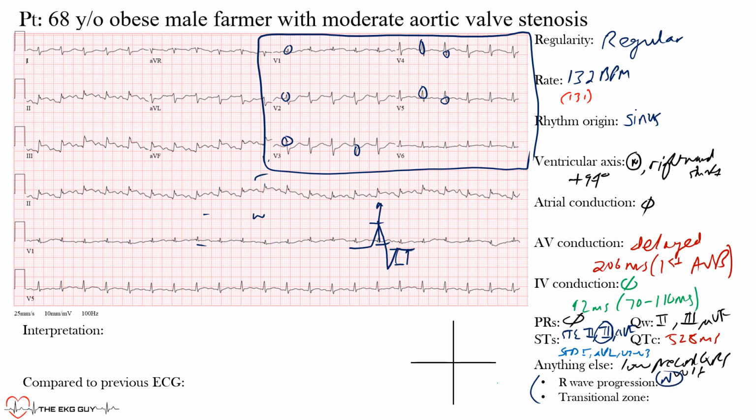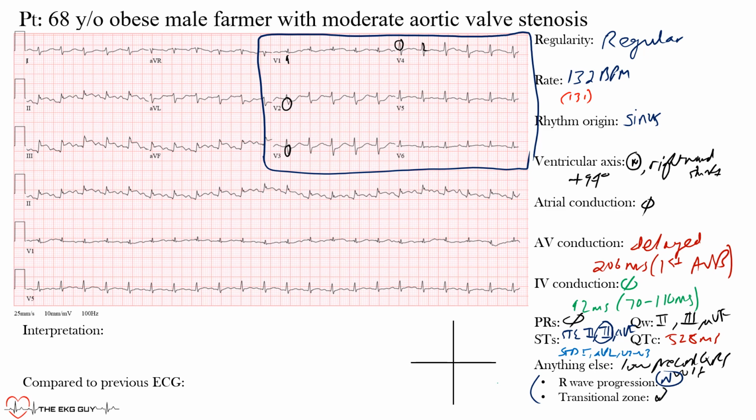Now, in terms of transitional zone, this is where we go from mostly negative complexes to positive complexes as we progress across the precordium. In these precordial leads, notice that this seems mostly positive, but it is actually negative, because you want to use that initial wave, and that initial one there seems like a Q wave. So I would say mostly negative there, still mostly negative here, still mostly negative there, but then you see the transition here to the R wave being more prominent.